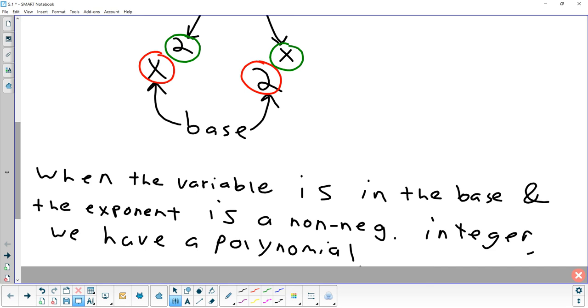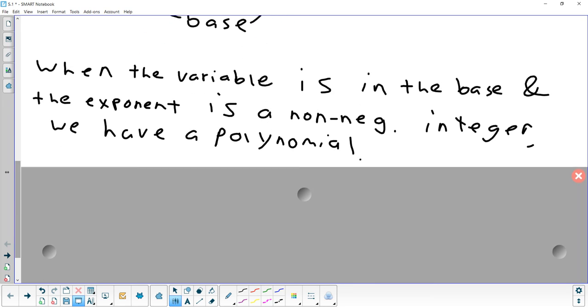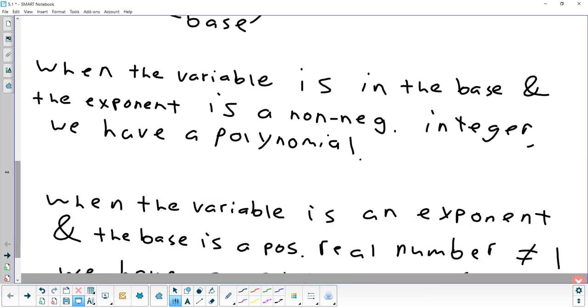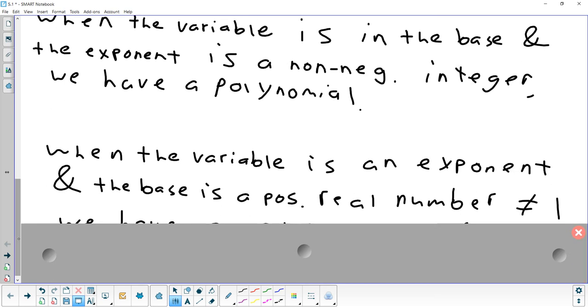What we've studied before is when you had a variable in the base and an exponent that was a non-negative integer. That's a polynomial, like x squared, 5x cubed, 1/3 x to the 10th, anything like that. When the variable is in the base and your exponent is a non-negative integer, that's a polynomial. But when you put the variable in the exponent and the base is a positive real number that's not 1, that's an exponential.